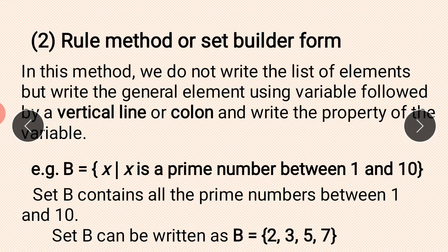Set B contains all the prime numbers between 1 and 10. This is the meaning of our example. Then we write set B, capital letter B, equal to, which are the prime numbers between 1 and 10? Curly bracket 2, 3, 5, 7, curly bracket complete. Understood, student? There are two methods of writing a set. First is the listing method or roster method, and second one is the rule method or set builder form.